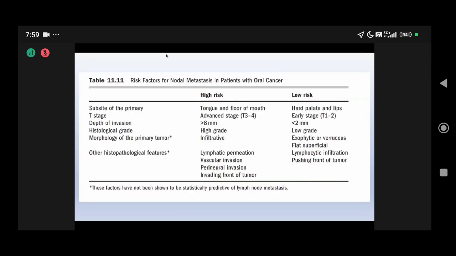If we consider the risk factors for nodal metastasis in patients with oral cancer, tongue itself is a high-risk disease. The advanced T stage of T3 or T4, depth of invasion more than 8 mm, poor histopathological grade, infiltrative tumors, lymphatic permeation, vascular invasion, perineural invasion, and invading front of the tumor are certain high-risk criteria.